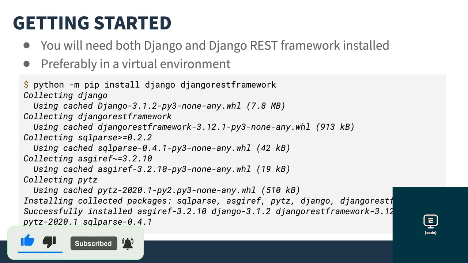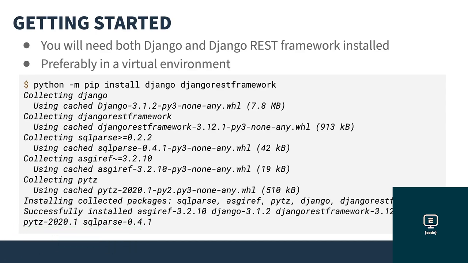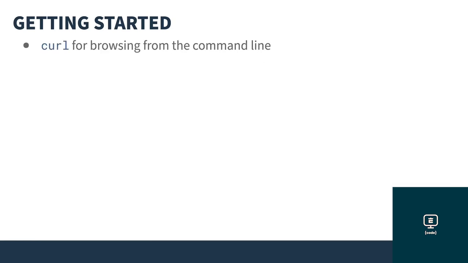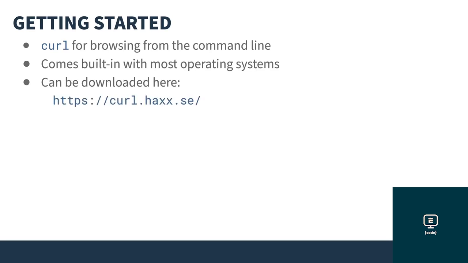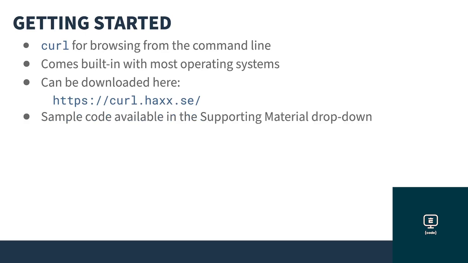For some reason, the DRF folks decided not to follow this convention. If you run this command, you'll get a long list of output as Django, DRF, and all of their dependencies get installed. I'll be using the command line tool curl to show you some of the results coming out of the DRF. Curl comes built in with most operating systems, but in case it doesn't come with yours, you can get it at curl.haxx.se. Don't forget that all the code that I show you inside of this course is available in the supporting material dropdown. It can save you a fair amount of typing if you just grab that zip file and follow along.